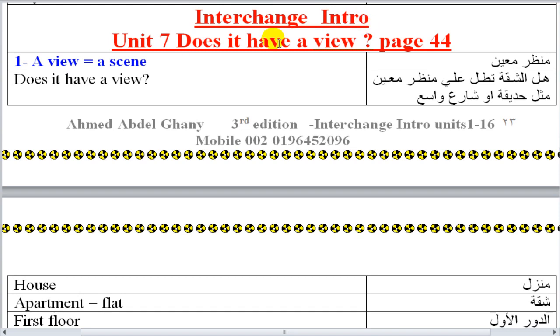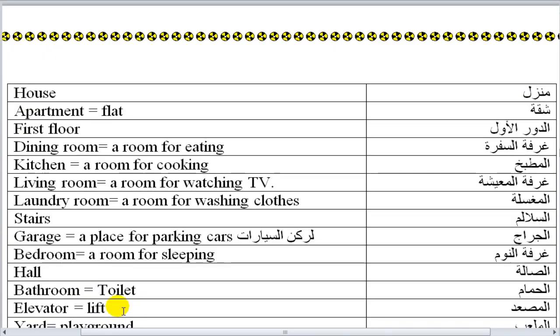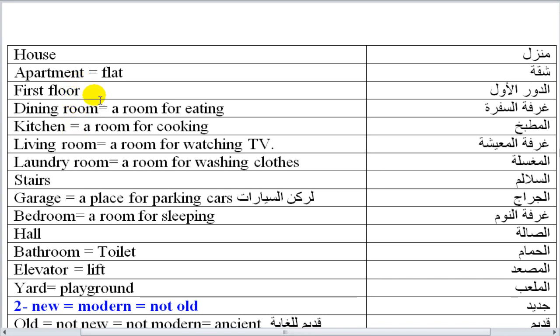Interchange Intro, Unit 7. Does it have a view? Page 44. 1. A view, a scene. House. Apartment. Flat. First floor. Dining room, a room for eating. Eating, T soft D, British. Kitchen, a room for cooking. Living room, a room for watching television. Laundry room, a room for washing clothes.